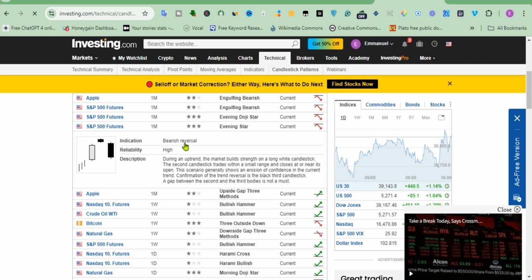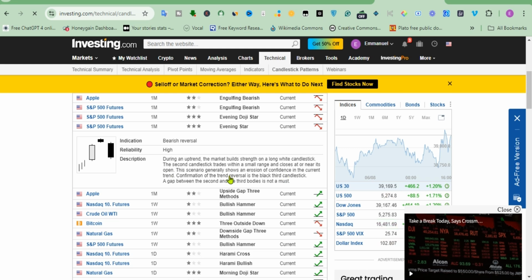You can see, look at the description. Evening star, high reliability, telling you how strong it is. Description: during an uptrend, you see a long white candlestick. The second candlestick trades within a small range and closes at or near its open. Yes, that is this one. This scenario generally shows an erosion of confidence in the current trend.